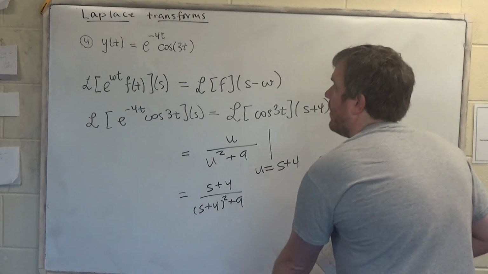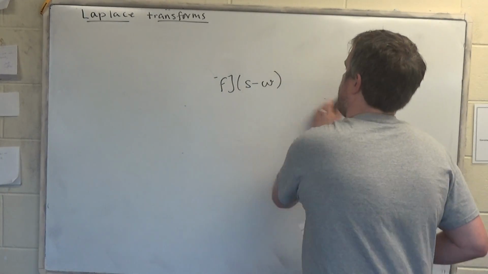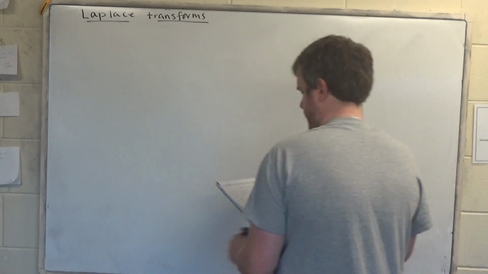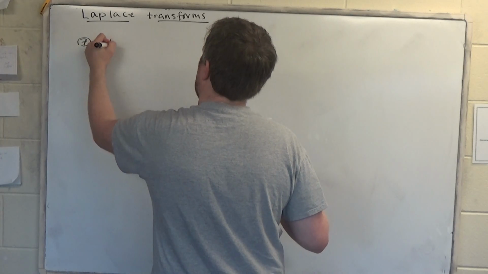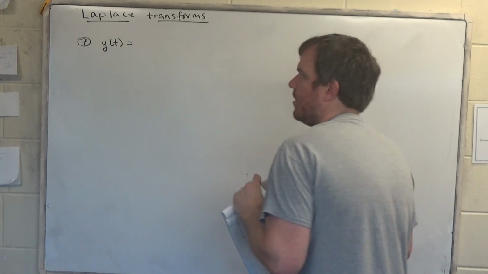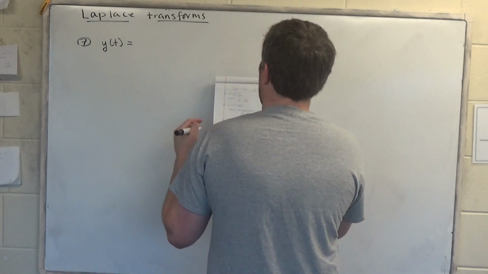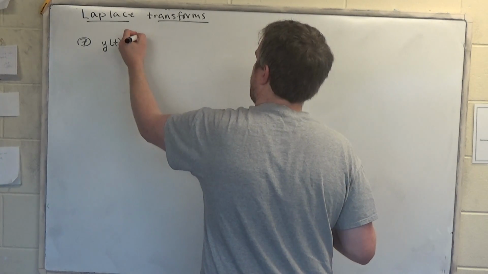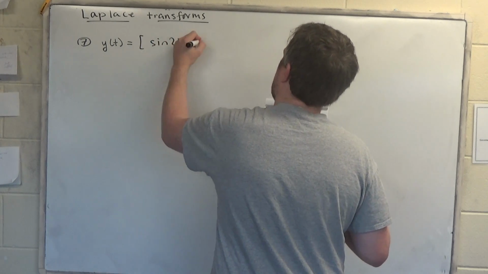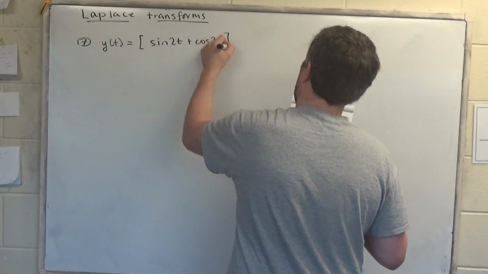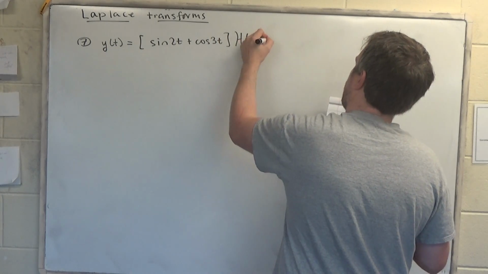Okay, the final example that I'd like to show you is number 7. This one's going to be a little bit longer. We have y of t is sine of 2t plus cosine 3t, all times the Heaviside function evaluated at t minus pi.